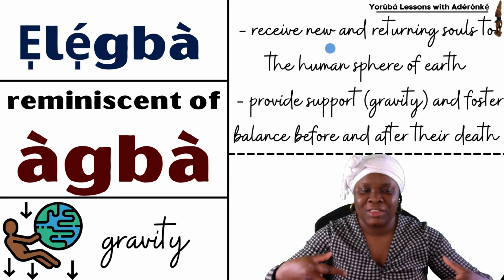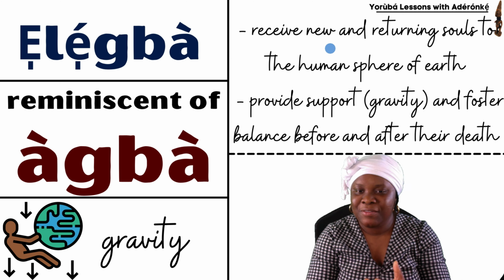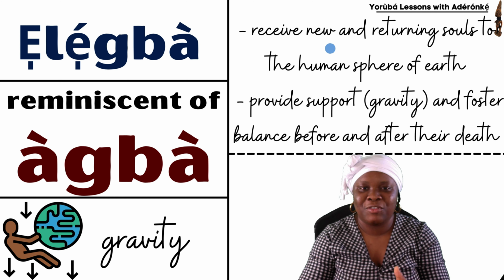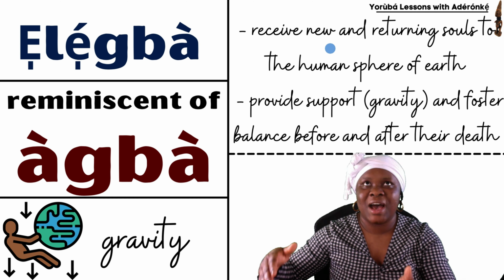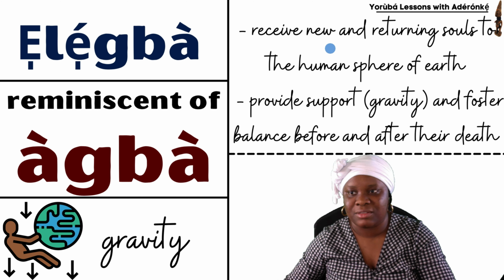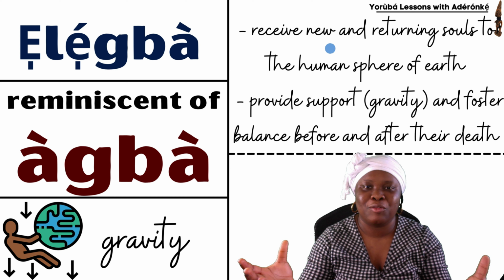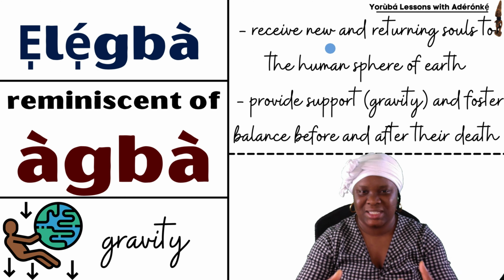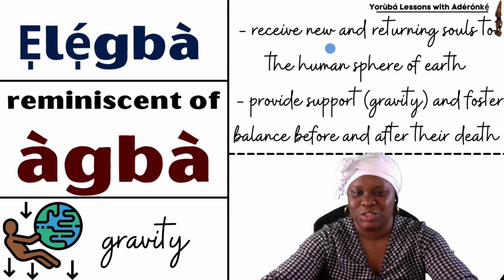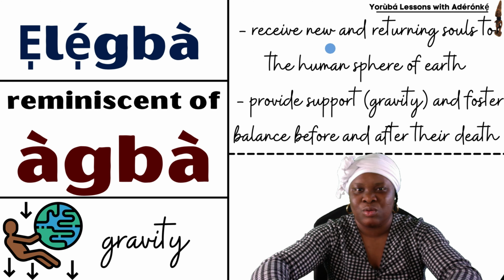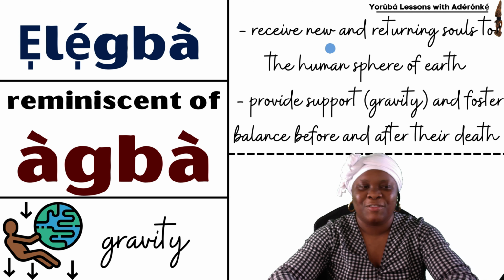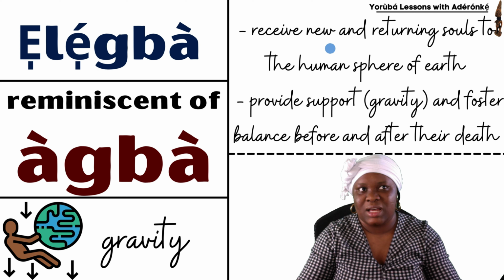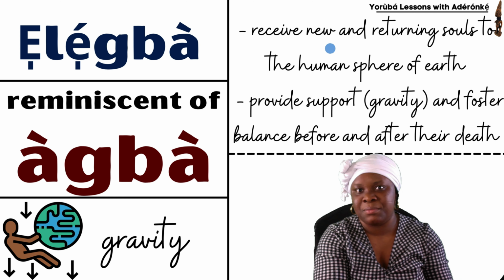So the role of the elders, or the older ones anyway, is to receive new and returning souls to the human sphere of earth and also provide support and foster balance even after their death. Even after they die and we bury them underneath the soil, they are still acting as gravitational forces, and you can still talk to them and let them know how things are going. They are the ones who receive, but also the ones who manage, who reach out, who ensure that things are in order. Of course, that is the role. It doesn't necessarily mean that every elder or older person accepts what their duty is.